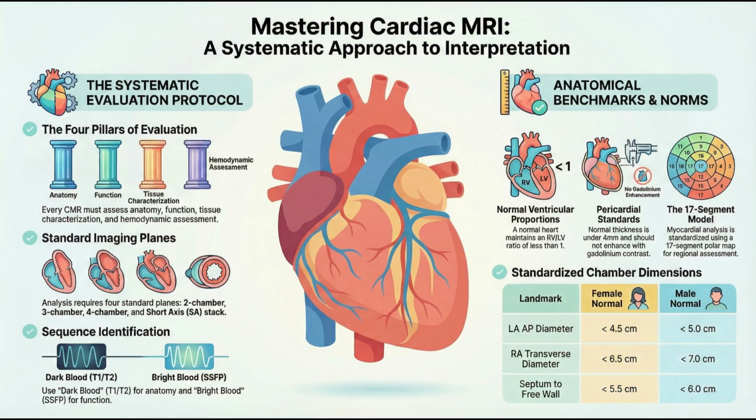You follow the pillars. 1, confirm the anatomy and do your sanity checks with dark blood. 2, build your intrinsic planes so you're looking at the heart straight on. 3, assess function with bright blood SSFP and remember to switch to GRE if you see metal. And 4, map everything to that 17-segment model so your report actually makes sense to the person treating the patient. It turns a physics problem into a checklist. And that's how you get from a black box to a confident diagnosis.